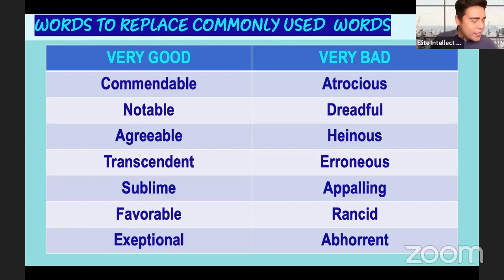Okay? All right. So, instead of saying very good, you say commendable. Notable. I love notable. Agreeable. Okay. What else? Transcendent. Sublime. Right? Sublime. Favorable. Exceptional. Notable. Sublime. You know what sublime is?